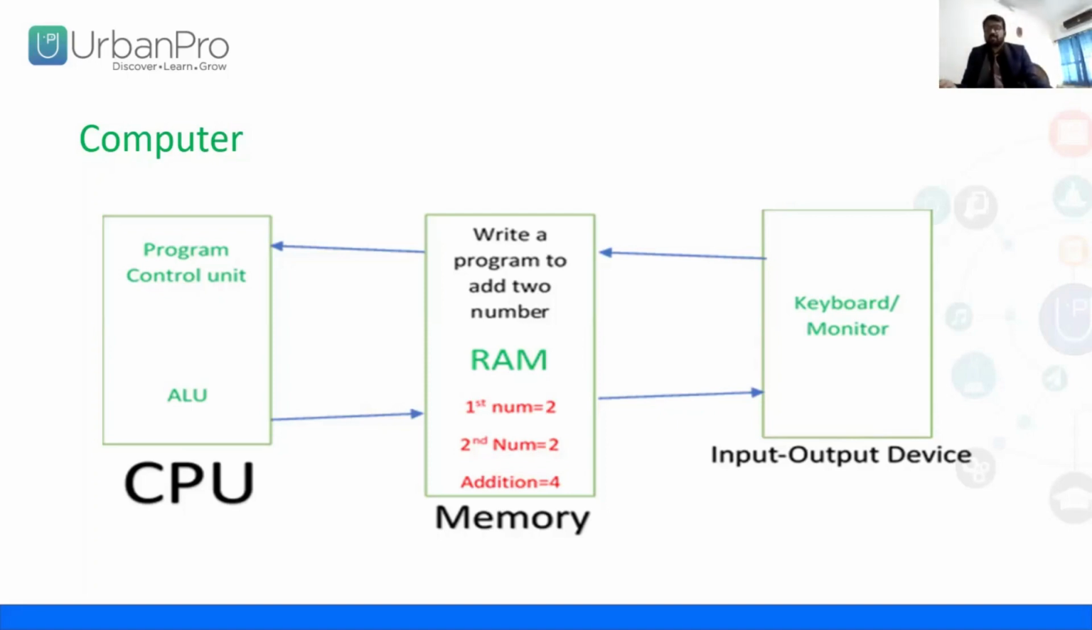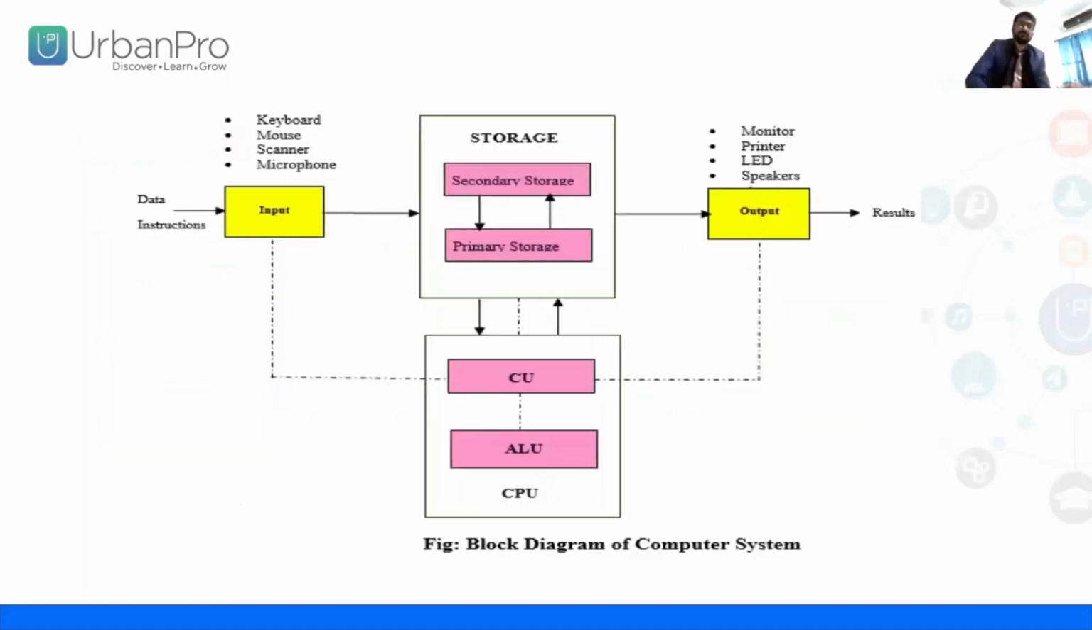I hope it is clear. Now, I will shift to the block structure of a computer system. Now look at the block structure of a computer system. It has 4 units: input unit, output unit, storage unit, and central processing unit, CPU.